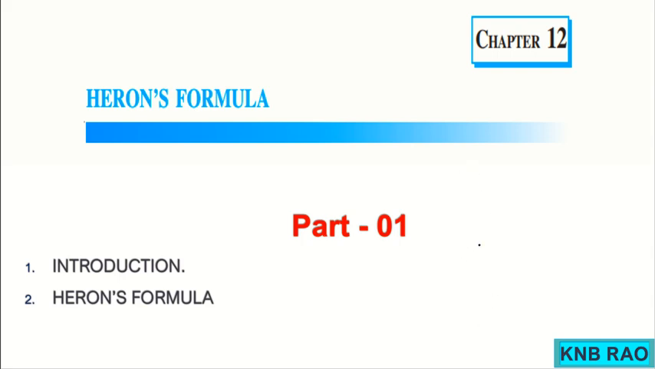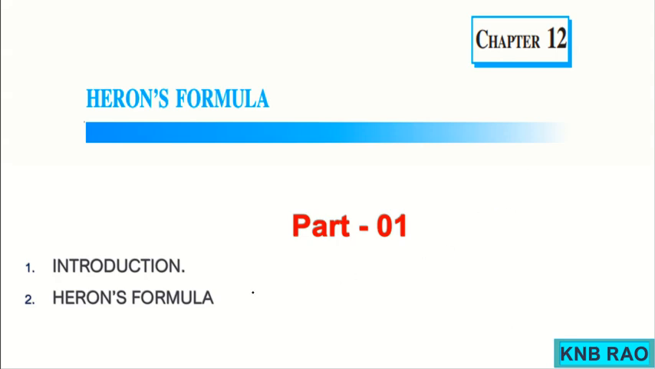Students, this is part 1 of the chapter Heron's formula, which comes under unit number 5, mensuration. Here I would like to tell you, we will be learning in our class 9th unit wise the chapters. That is, the mensuration unit, the 5th unit, I am going to take first. In this mensuration unit I will start from the chapter Heron's formula.